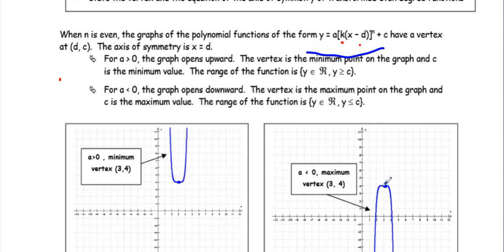Of course, if it opens down, it's got a max. If it opens up, it's got a minimum. We know the range would be everything from here, including this y value on up to infinity, and from here it would be from this y value down to negative infinity. We'll do an example of that shortly.